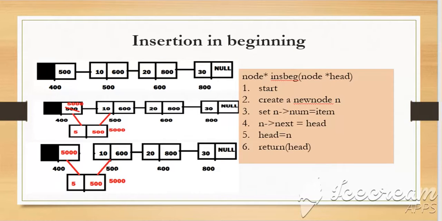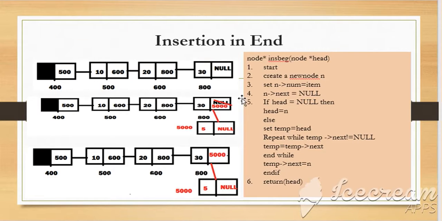And next is insertion at the end. So in insertion at the end, we have to create a new node as in the previous case, and then we are placing the item in the num part of the new node, and then in the next pointer part I am placing null because we are going to insert the new node at the end. So anyway, the next pointer will be null. And then we are checking whether our linked list was null. If it was null, this is a new node, and the new node will be the first and single node of the linked list.